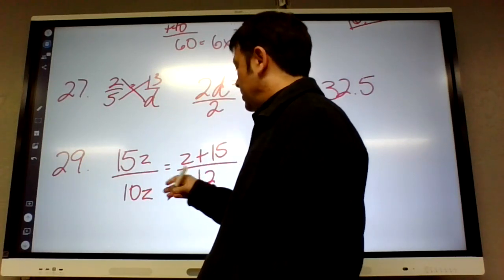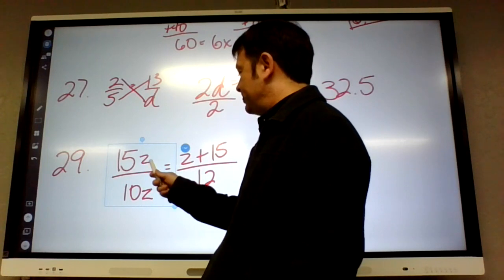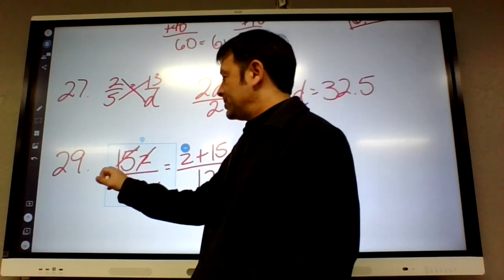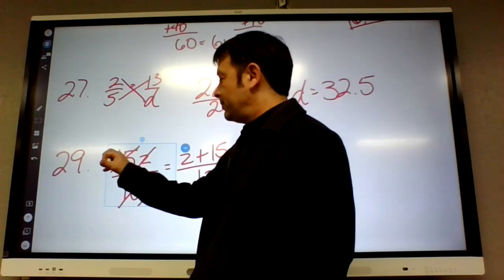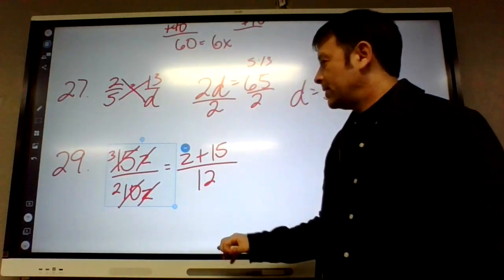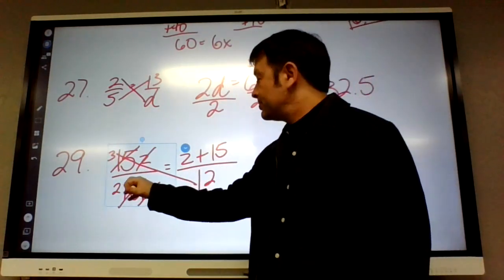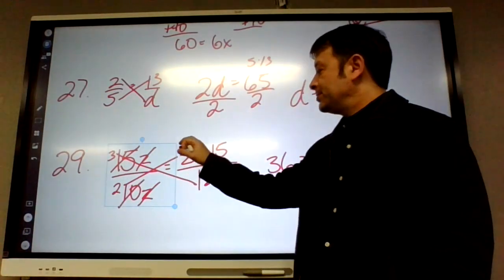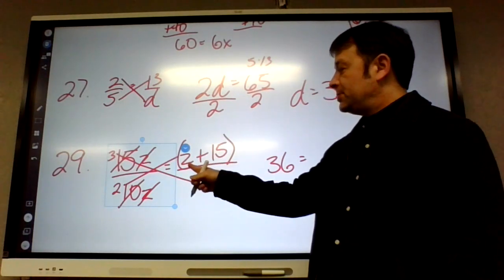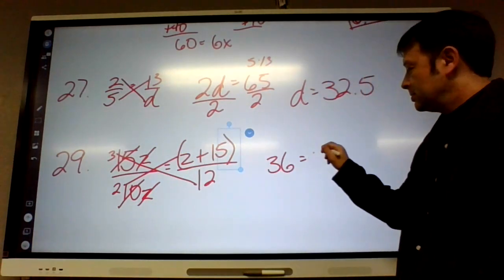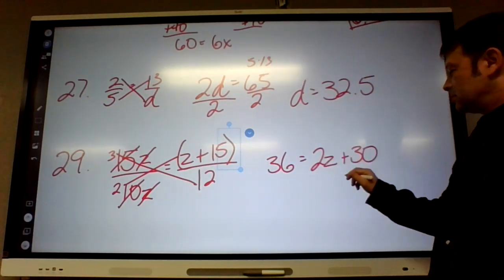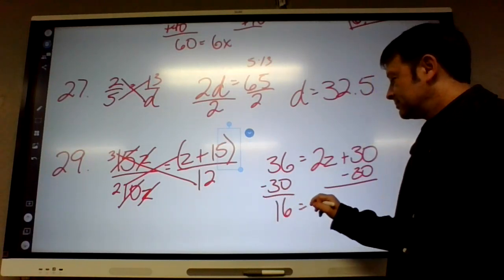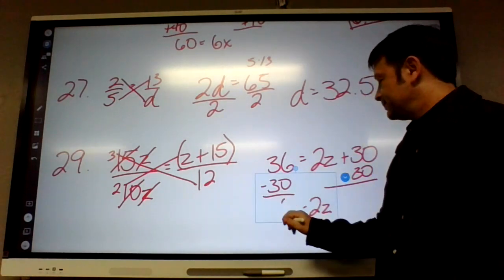What's gonna happen? Well, we can cross multiply, but what's gonna happen right here? The z's are gonna go away. Right, good. Also, since I'm doing this without a calculator, let's reduce this. 15 and 10, we divide by 5, 3 over 2. So when I cross multiply, that'll help out. We got 3 times 12 equals 2 times z plus 15. So that'd be 2z plus 30. So 2z, then minus 30, and that would be 6. And so it would be 30.